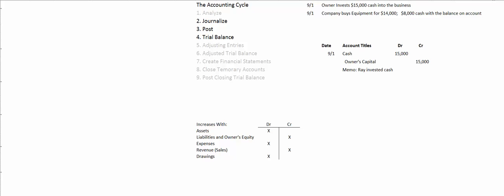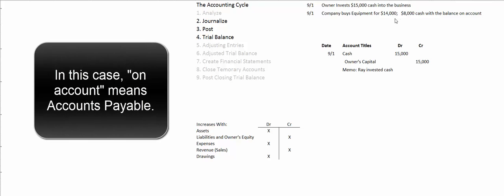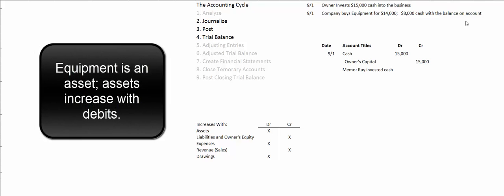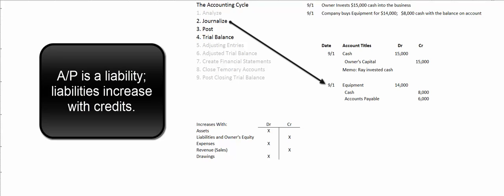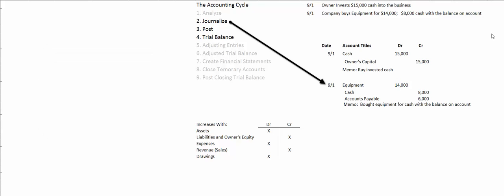The next transaction, the company buys equipment for $14,000, putting $8,000 down with the balance on account. Equipment is an asset, it increases with debits. Cash is an asset, it decreases with credits. And accounts payable is a liability account, it increases with credits. So there's our date, there's our debits, there's our credits, and we always want to remember to make a little note to remind ourselves and the next person exactly what happened with that transaction.